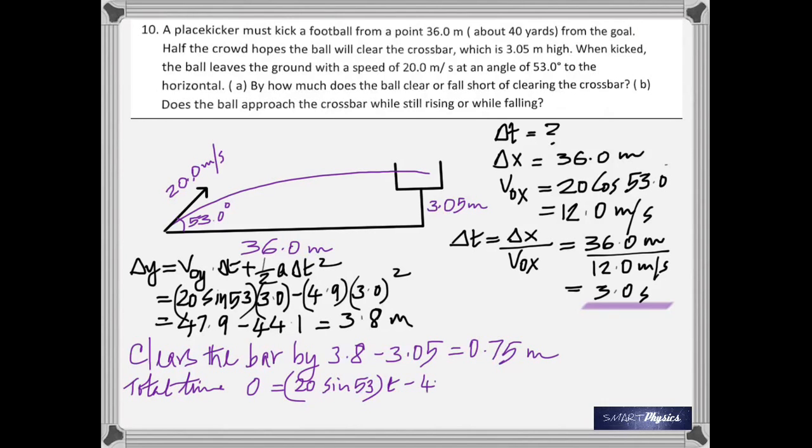And it's definitely while falling, because the total time that it takes to hit the ground is what I'm calculating now, because remember I've taken delta y as 0 because it falls to the ground. I'm finding the total time. That's only 3.25 seconds. And it reached the goal in 3 seconds, so it's more than half. Therefore, it clears while falling.